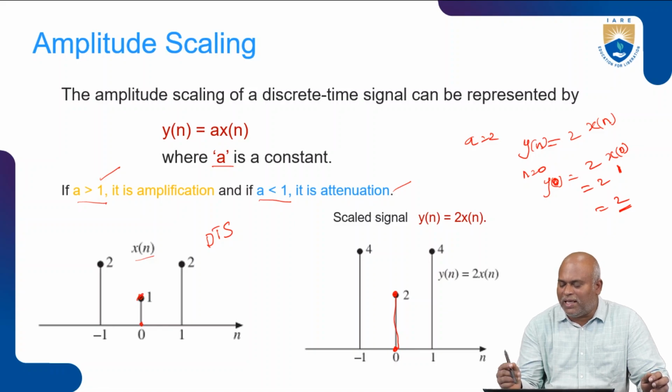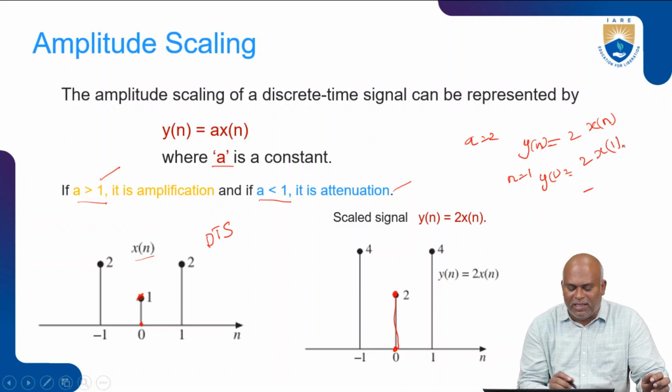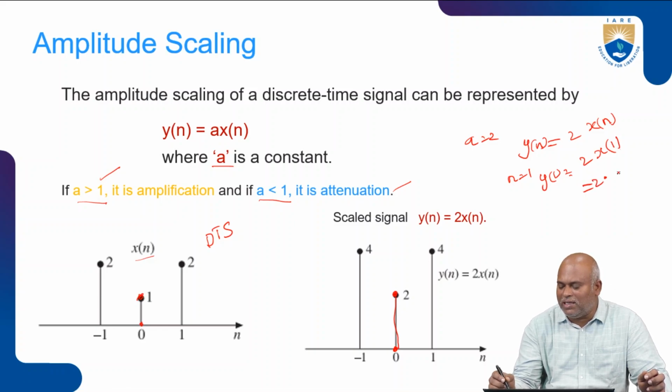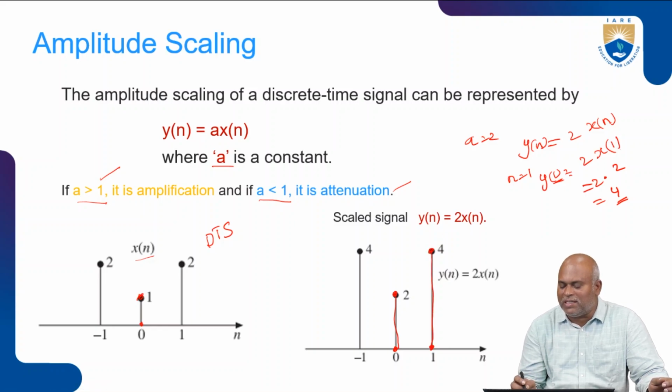Next, we take n equal to 1. So how do we represent this? N equal to 1. Y of 1 is equal to 2 into x of 1. What is x of 1? It's represented as 2. The 2 into 2 is represented as 4. Now y of 1 is represented as 4 amplitude.